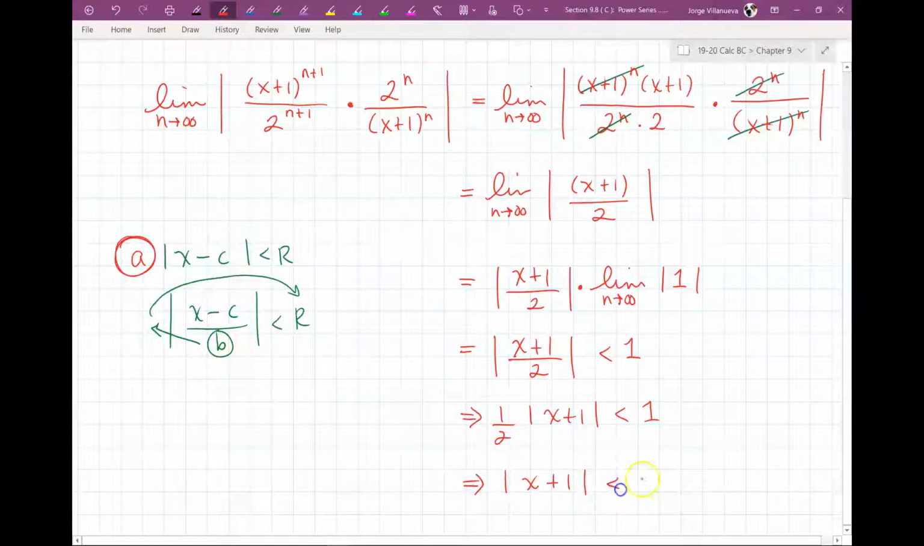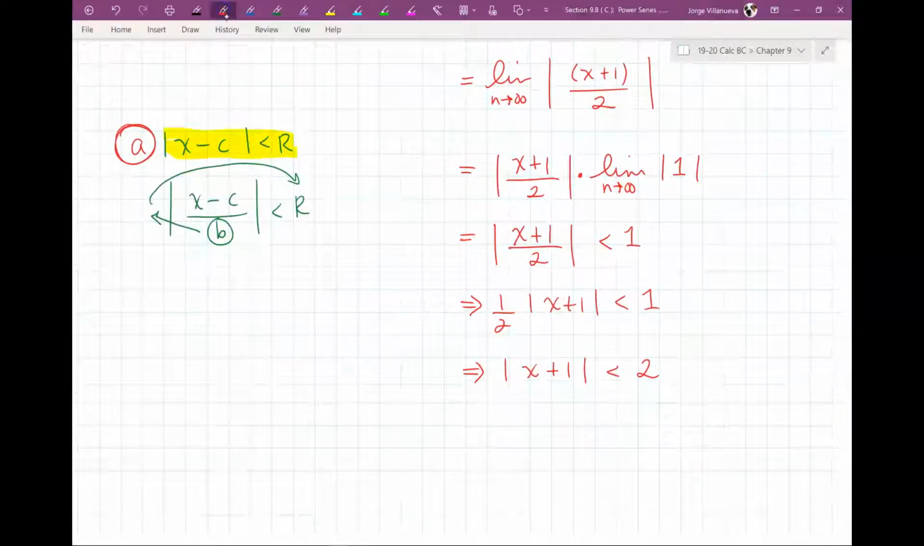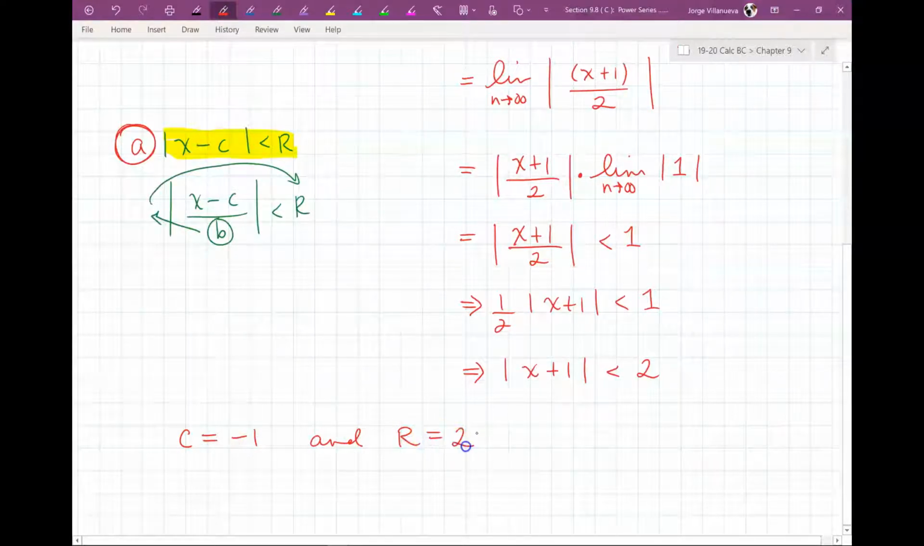And I get this. The absolute value of x plus 1 is less than 2. That now looks like it should, right? It's only supposed to look like this: an absolute value, an expression inside, less than some number. Right? R is supposed to be some number n, as they said, greater than 0. So here we go. I have now found that my center is -1 and my radius is 2.